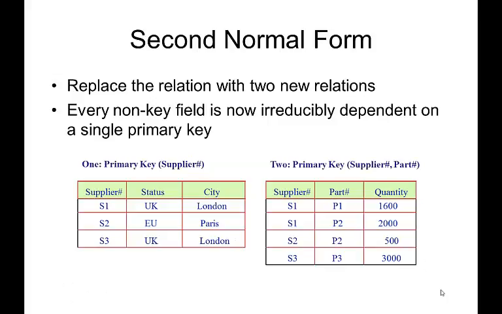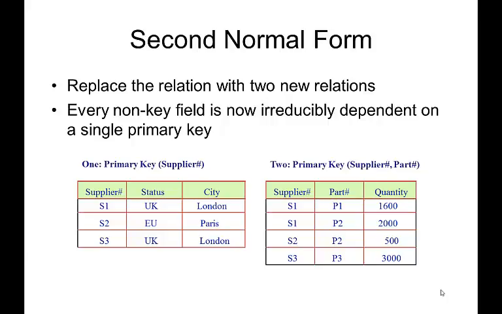So to convert this into second normal form, what we need to do is replace the relation of the table with two new relations in which every non-key field is now irreducibly dependent on the primary key field in those tables. So we can break apart. We have a supplier table now. So we break our original table apart into two tables, one called supplier and one called order or something like that. We haven't actually given it a name. It's called two, which is a lousy name. So one called supplier and one called order.